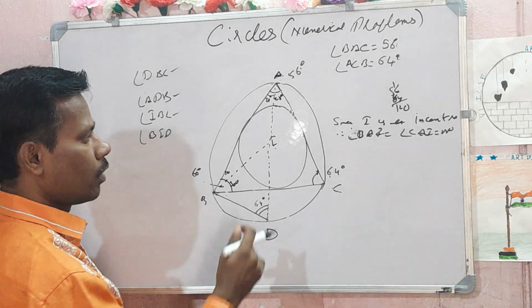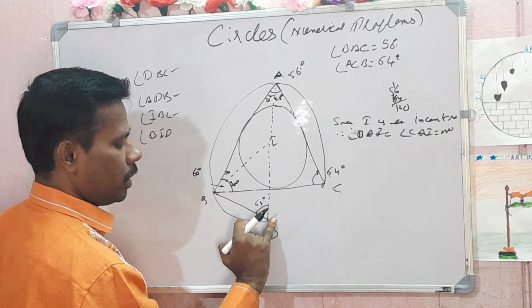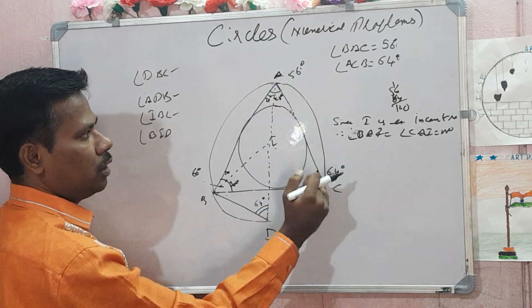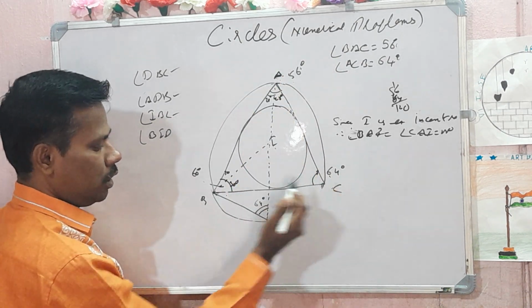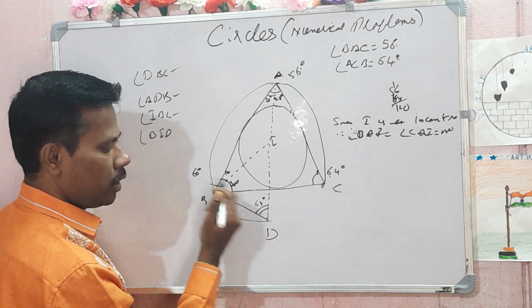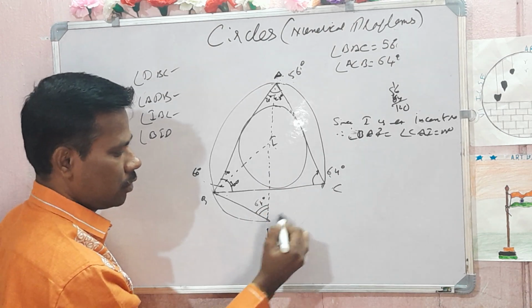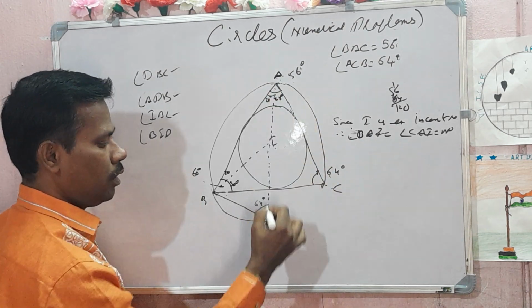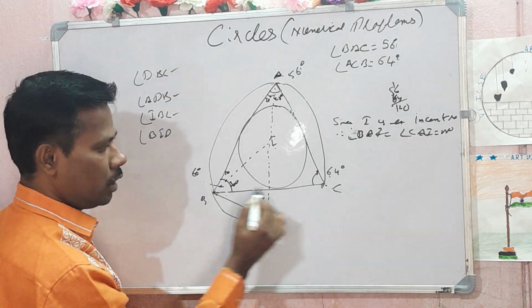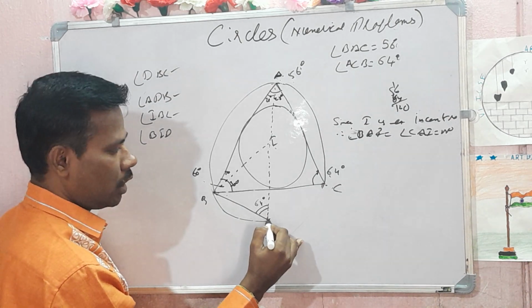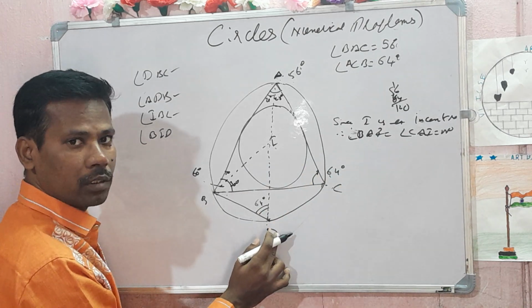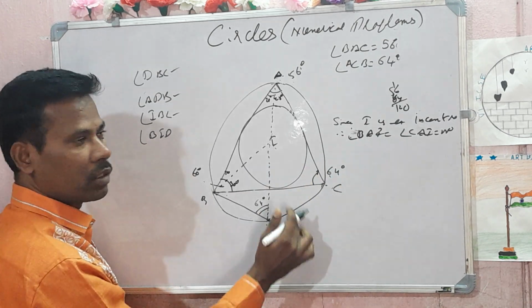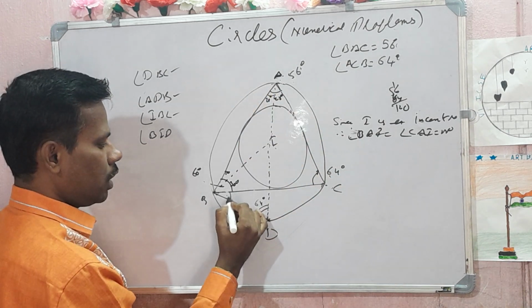Next, again look at here, look at my little finger. Angle CAD and angle CBD, are they lying on the same mark? Yes. See here, CAD, BDC, they are lying on the same mark. Again I will join this. They are lying on the same mark, C and D. Same mark means this one. So therefore, if this angle is 28, this angle is also 28.